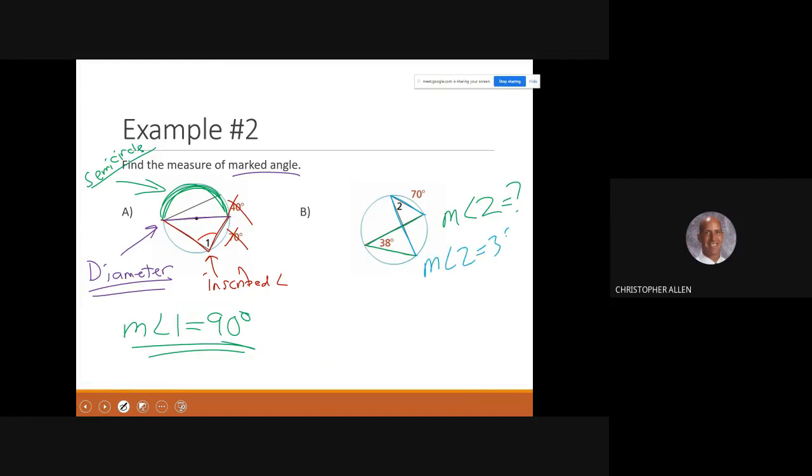How many of you were thinking it was 38? You just didn't want to say it. Anybody thinking it was 38? You're just like, I'm not sure if it's 38. I feel like it's 38.